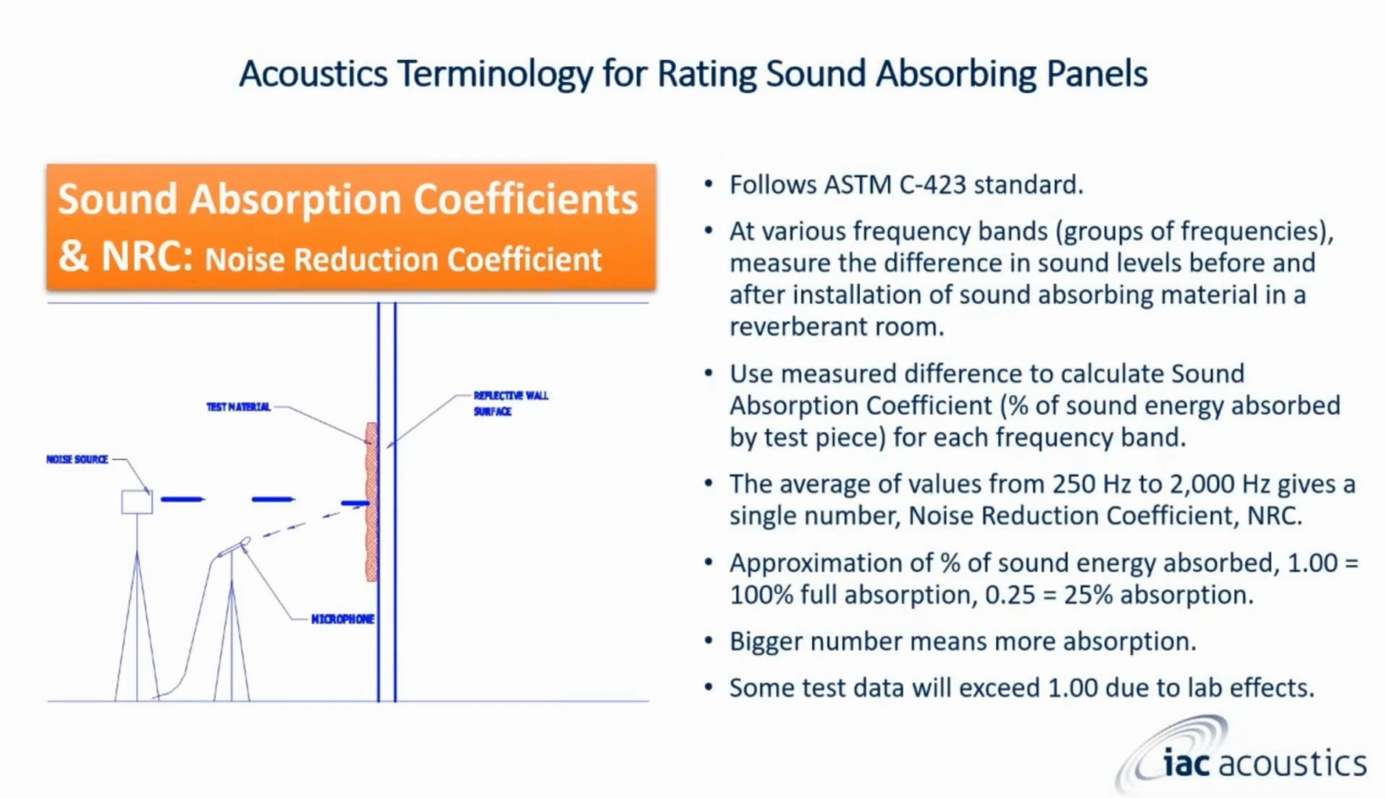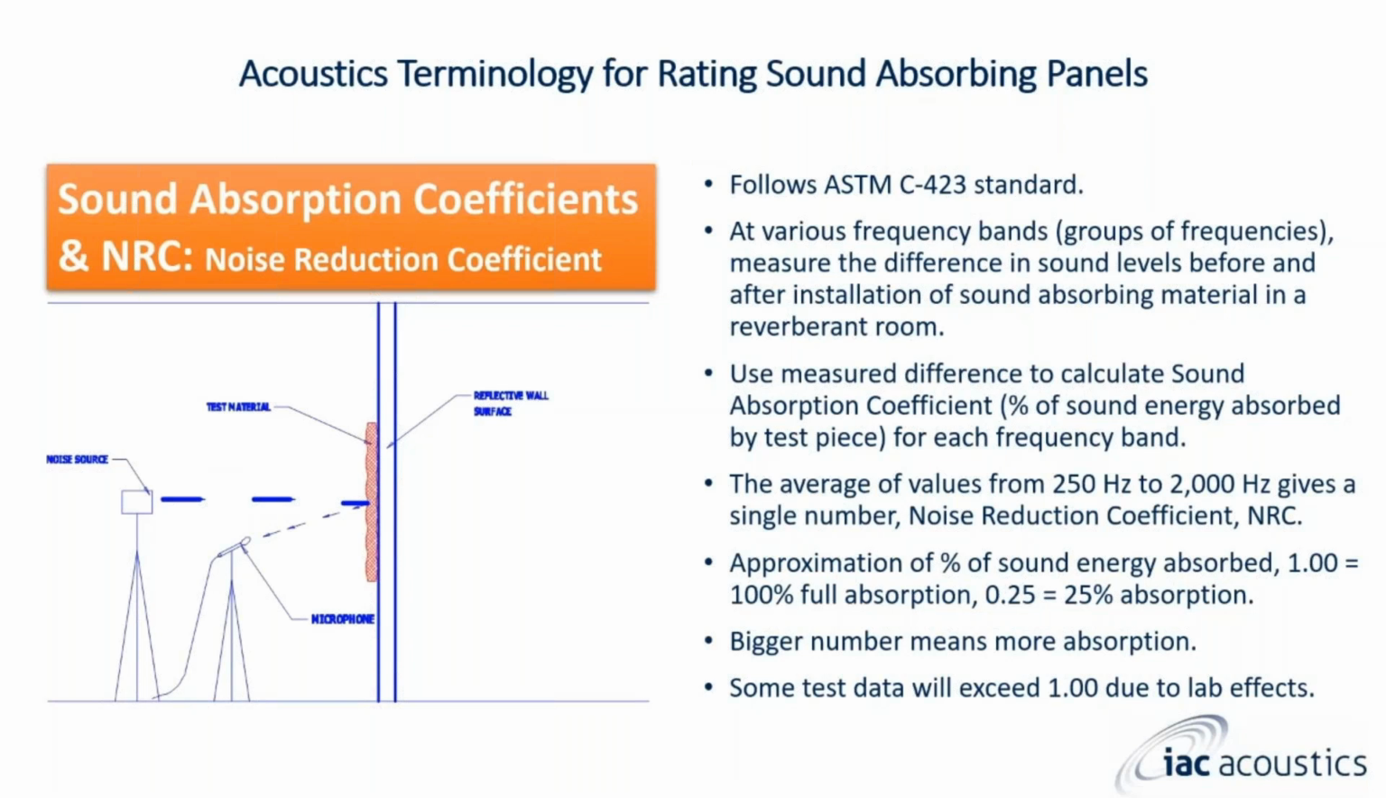We're going to talk a little bit about the properties of sound absorptive materials and how they're rated and how they're measured. The sound absorptive properties of a panel or material or system will typically vary by frequency. One measure of the sound absorptive property is the sound absorption coefficient, which is typically shown at various frequencies.